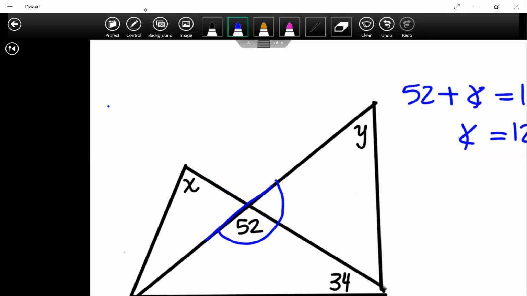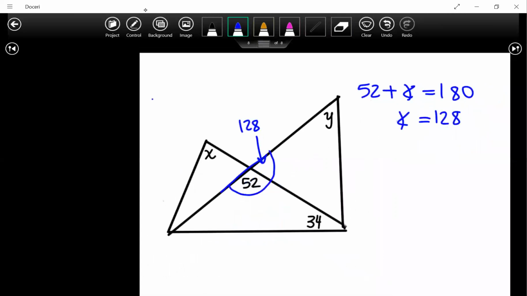Okay. So I'm going to put this in here as you guys see this. 128. And then go to the next part. Do I have triangle sum? Can I figure out a triangle sum? Yeah, the bottom one, right? So let's do that one.